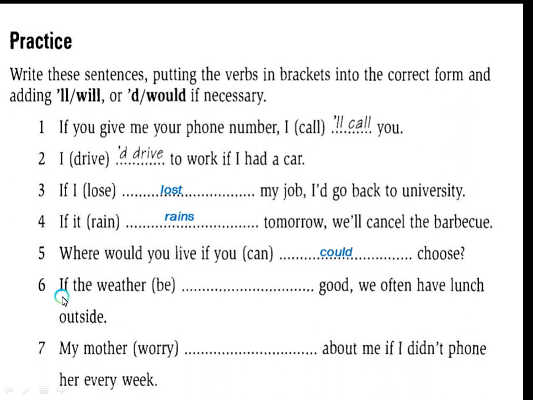Number 6. If the weather is good, we often have lunch outside. Okay, so in this you say we often have. When you say often have, what do you call this? It's no will, no would. If there is no will or no would, this is what we call the zero conditional.